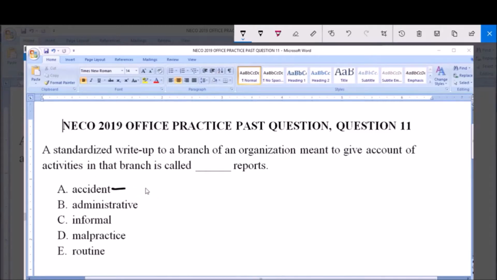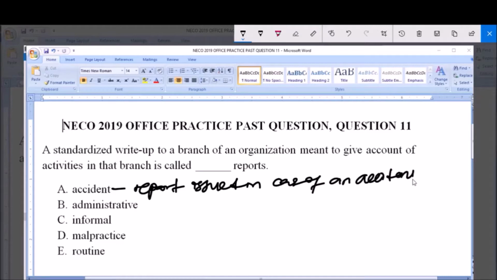A here says accident report. Accident reports are reports that are issued in case of an accident. That is, when an accident occurs, this report is given, describing the accident.